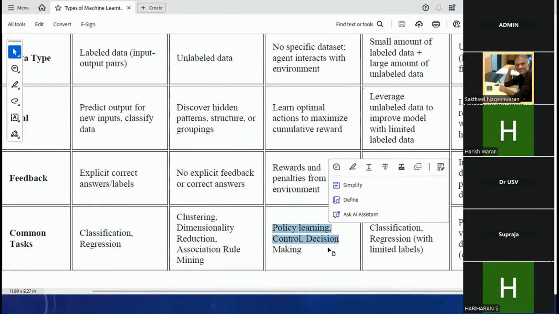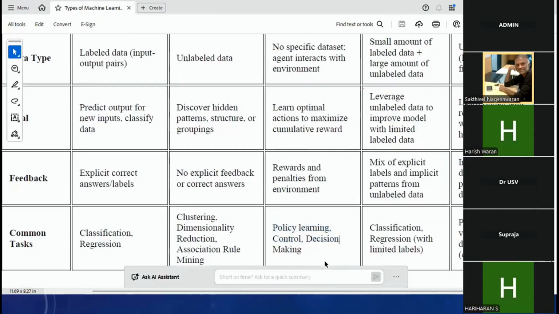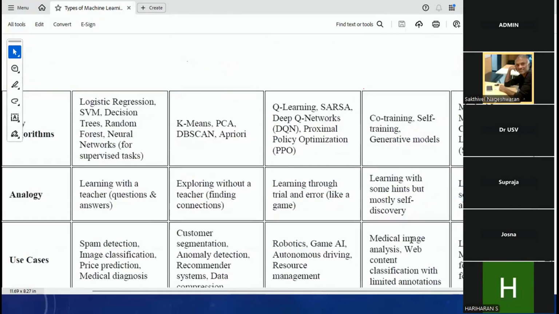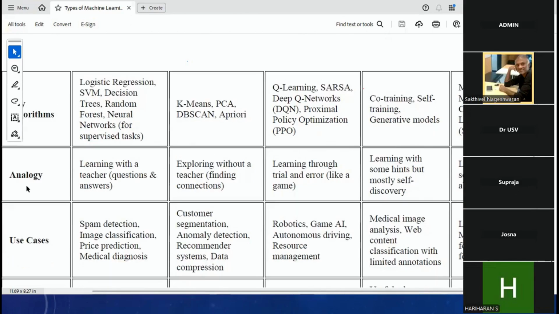And for reinforcement learning, you can see here policy learning, control, and decision making. And semi-supervised, once again, is classification, and you can see here a pre-training version. So these are all the common tasks here. And when I come to algorithms, look at that. If you want to use supervised, they are giving a list of suggested algorithms, not compulsory, just suggested. If you want, you can use some other algorithm, or you can generate a new algorithm also. These are all the algorithms used for supervised, unsupervised, reinforcement, semi-supervised and self-supervised learning. Now look at the analogy.